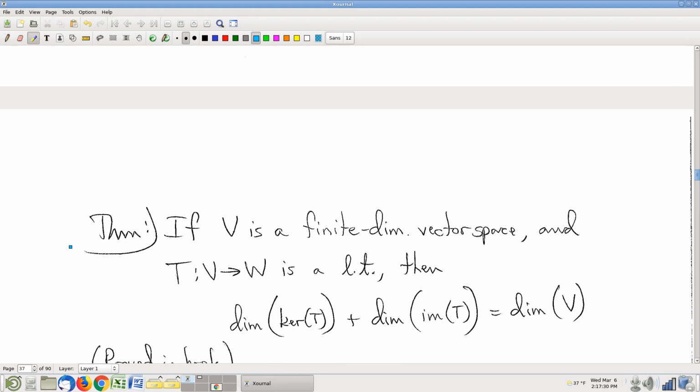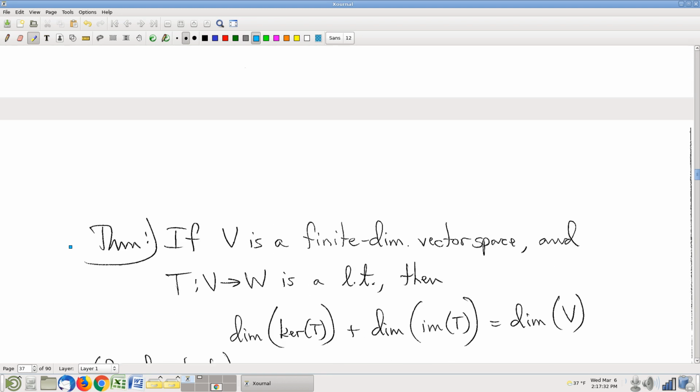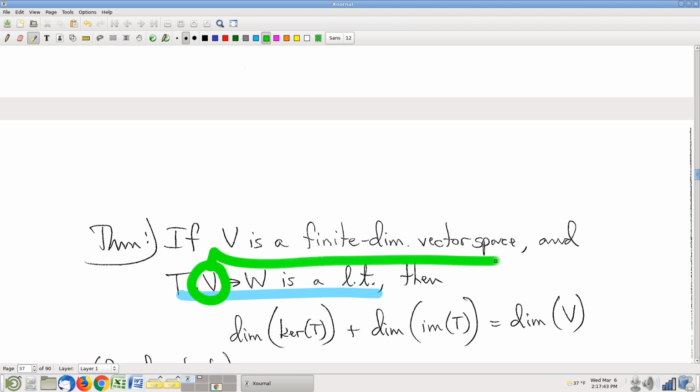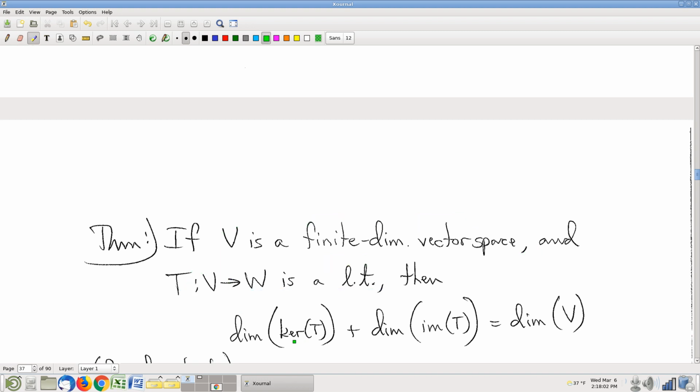So here's a really surprising fact about linear transformations. If you have a linear transformation, and then an important little caveat, if the domain is a finite dimensional vector space, we have to put that in there, otherwise this doesn't really make any sense. But if the domain is a finite dimensional vector space, and you have a linear transformation T, here's a remarkable fact. The kernel that we know sits inside of the domain, and so the kernel lives over here.